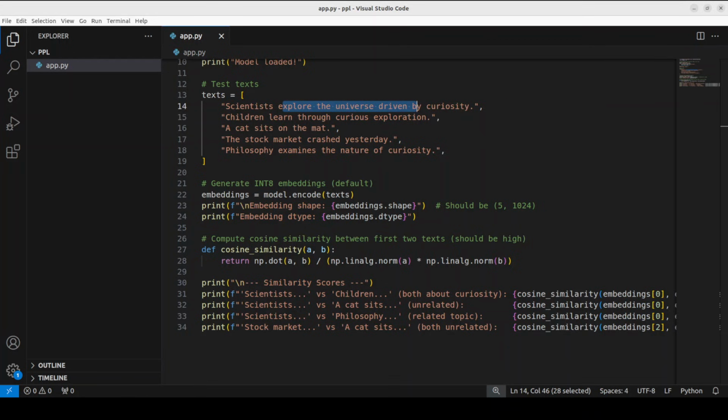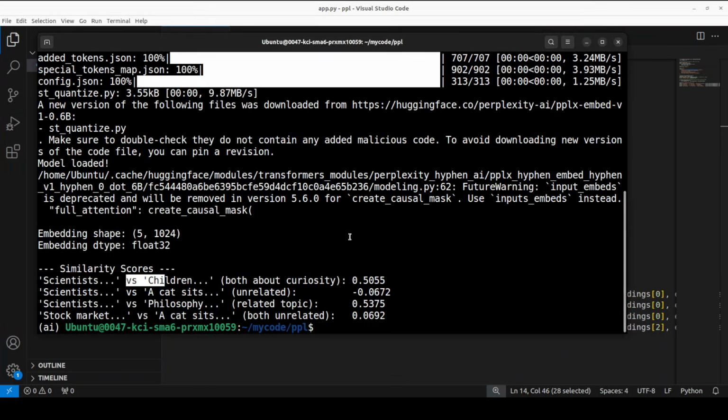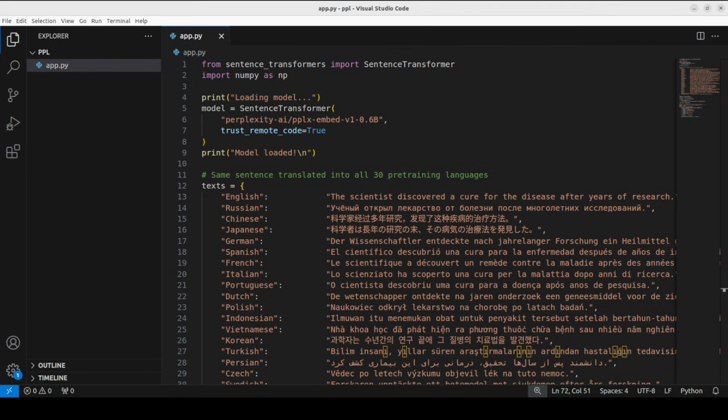Now, on the flip side, scientist versus a cat sits here, it has scored nearly 0, which makes perfect sense since they share absolutely no semantic relationship. And the same goes for stock market versus a cat sitting, where it has just scored very, very low. In short, the model is correctly pulling semantically similar sentences closer together and pushing unrelated ones apart, which is exactly what a high quality embedding model should do, and this is what it is doing.